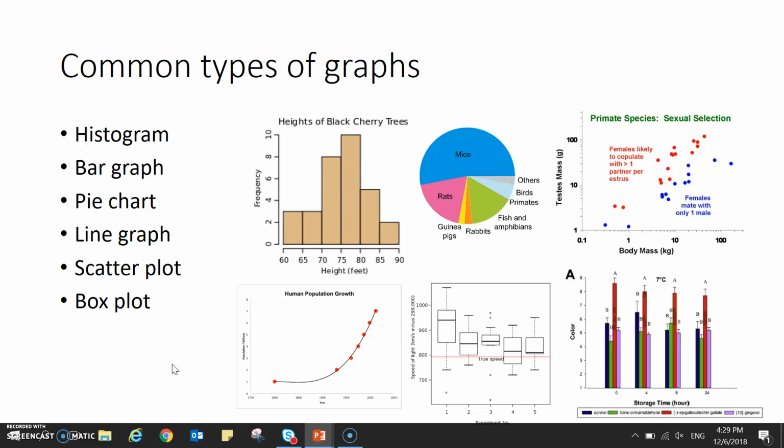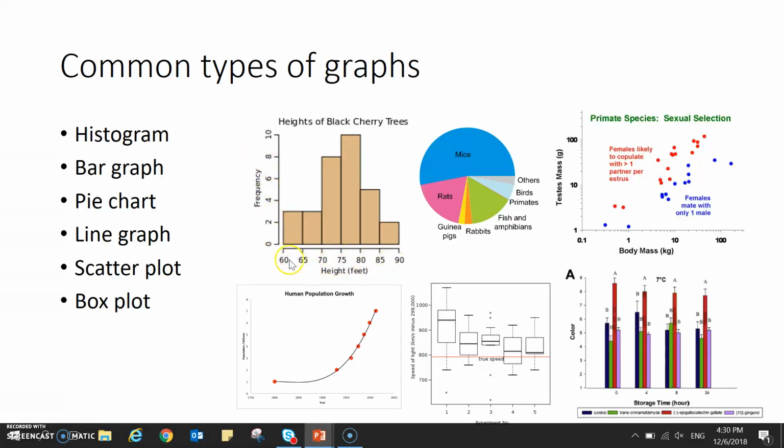There are many different types of graph out there. How do you know which type of graph is most appropriate for your studies? Well, with experience, you will be able to tell. Some of the more common types of graphs include histogram, which typically shows you the frequency of a particular variable.